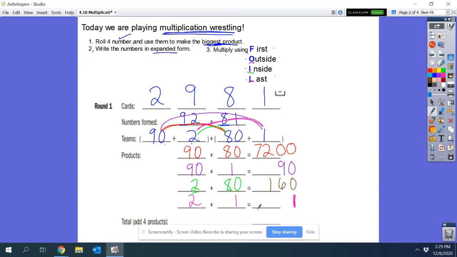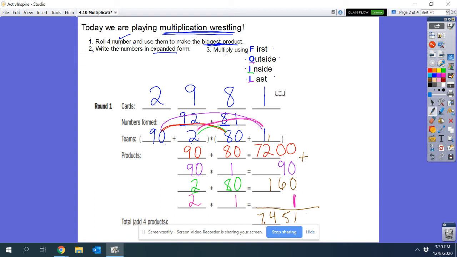160. Great. And now I can add up all my partial products. I carry the 1, 3, 7,451 as my final product. So that's going to be pretty tough to compete with because it is a big product.